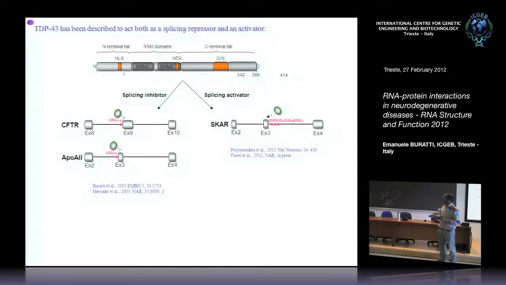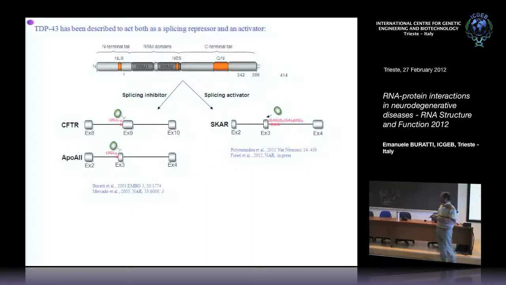A few years later, we found another example where TDP43 was binding to a UG repeat before APOE2, and it was also inhibiting recognition of the exon. And then more recently, there is another gene that was published by Don Cleveland and then later confirmed by Philip Kale, where the UG repeats, so the binding site for TDP43, was present not near the 3' splice sites like CFTR and APOE2, but near the 5' splice site. And in this case, TDP43 was acting as a splicing activator.